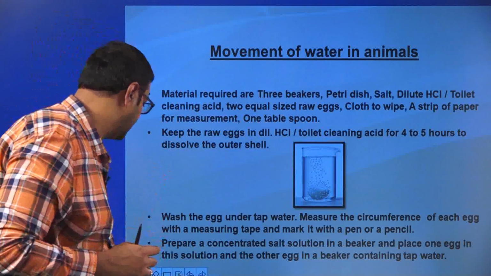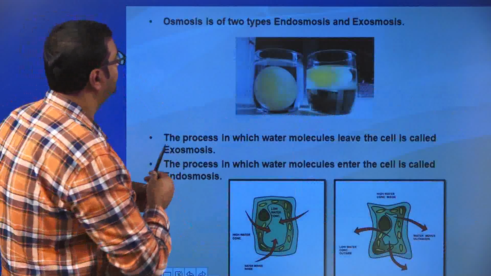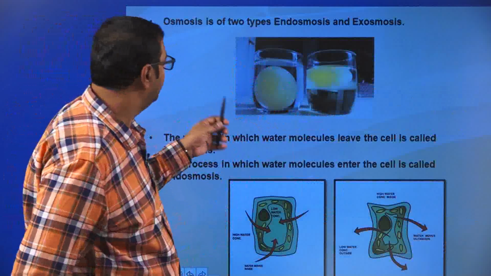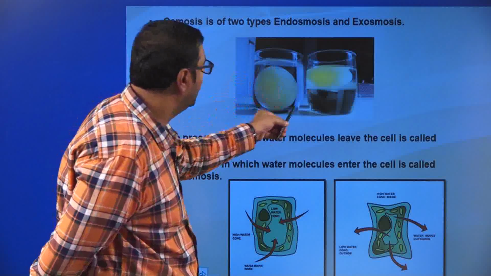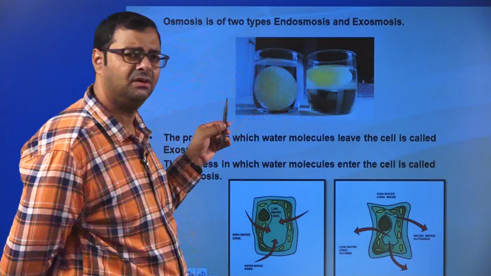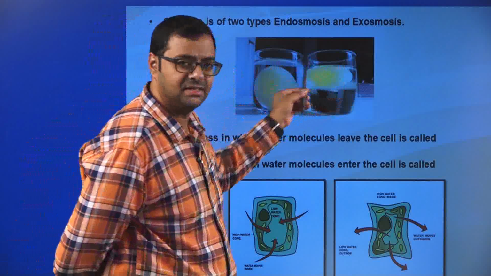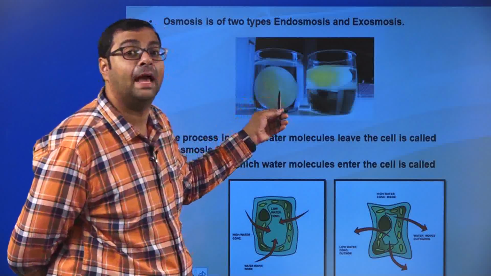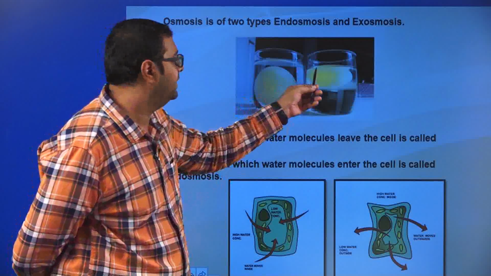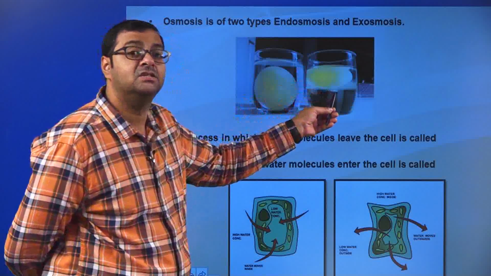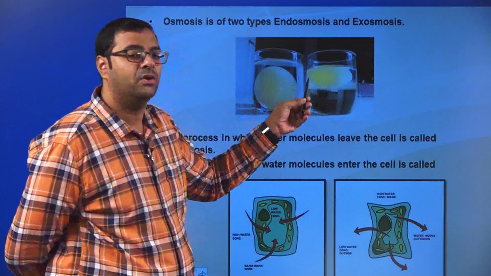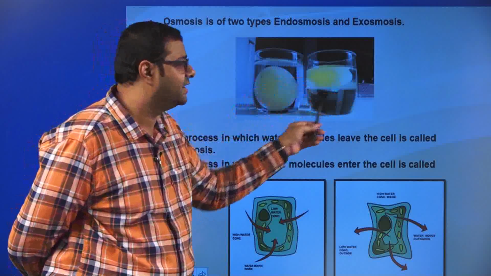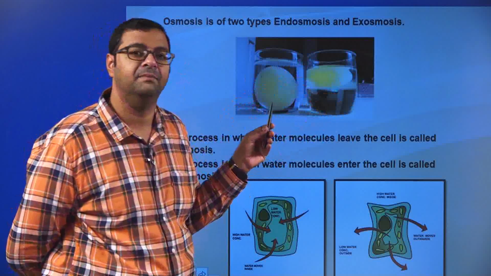Okay, let's go to the next slide. Now you can see that when we have put the eggs in the beakers, this egg has swollen in size and this egg has shrunken in size. This is the egg which is present in tap water, and this is the egg which is present in salt water, the concentrated salt solution. Now what has happened here? There has been osmosis occurring in these 2 eggs or egg membranes.